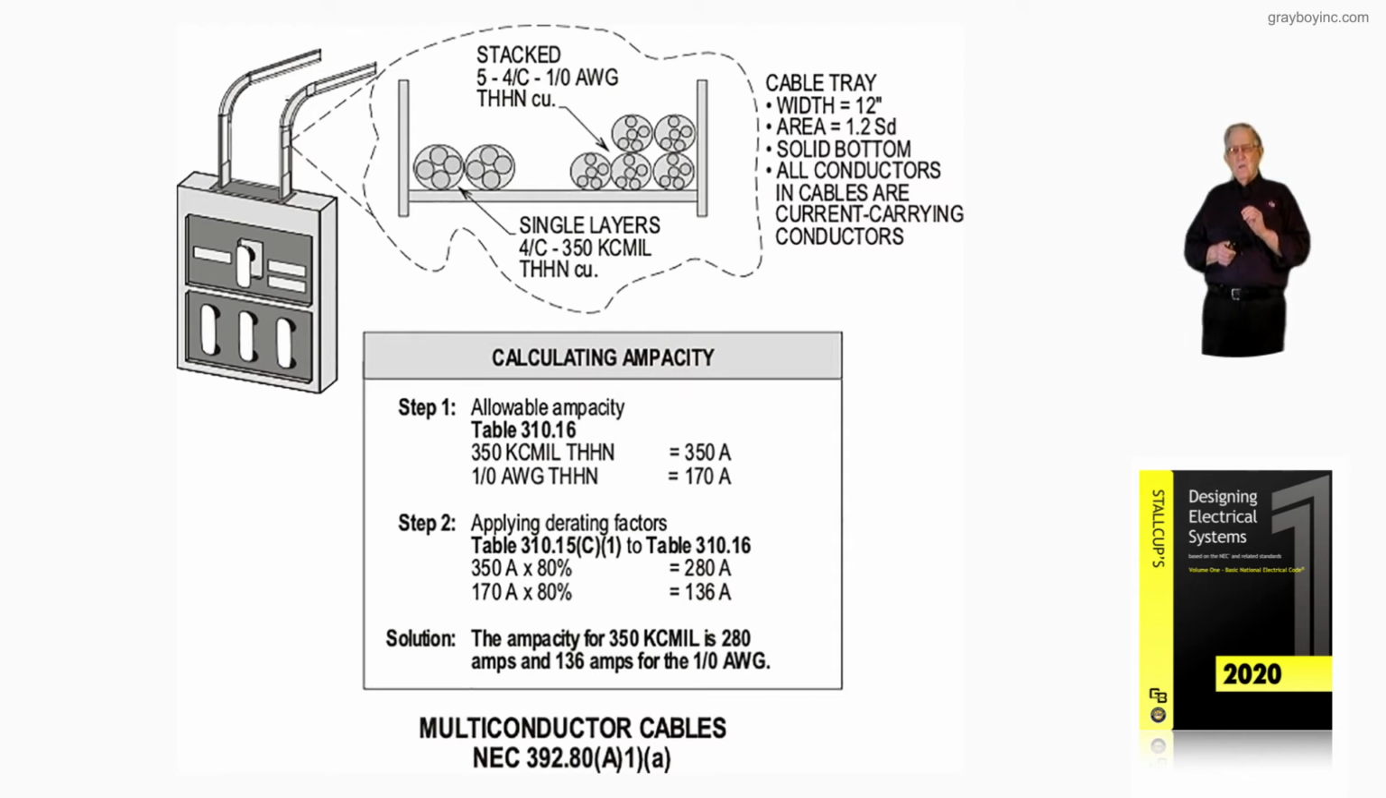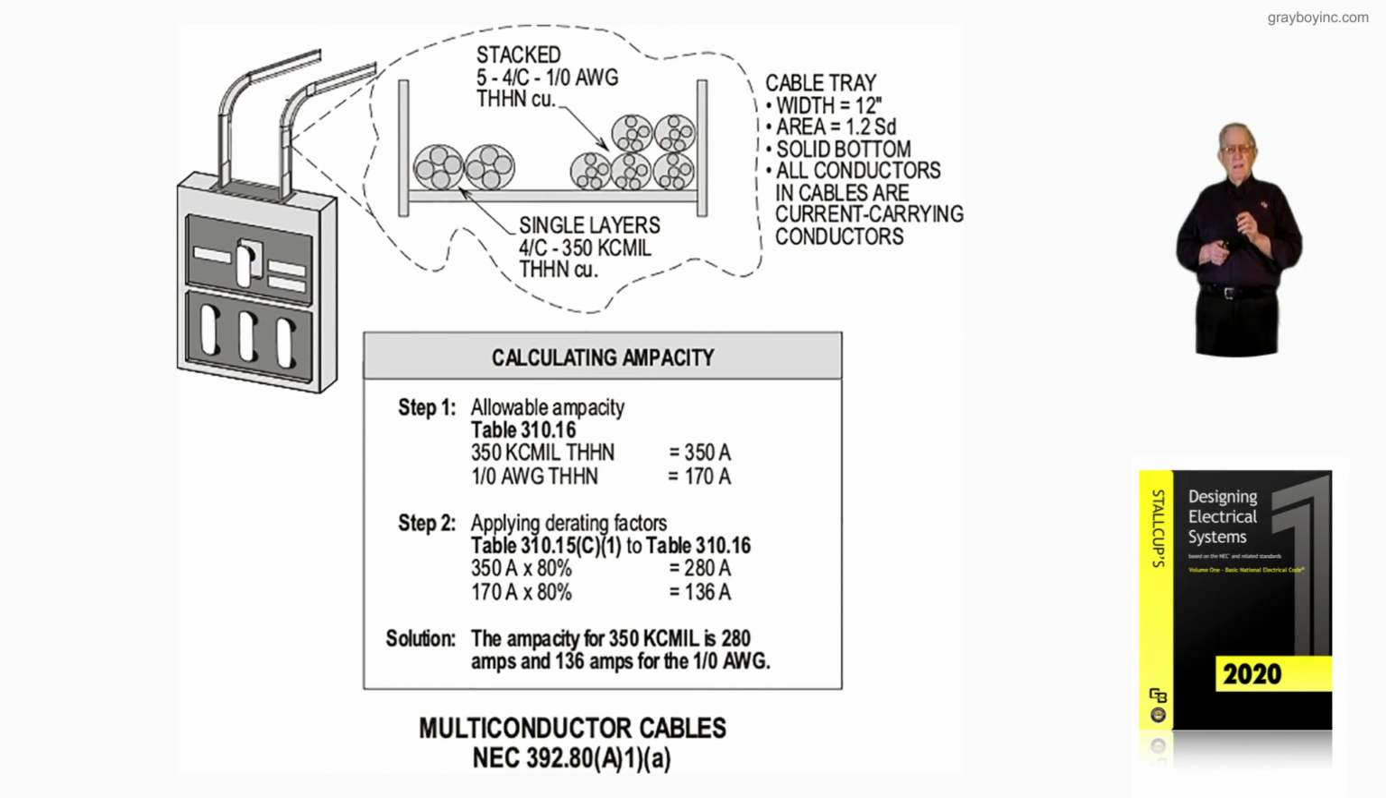Now applying the derate factors, which we call adjustment factors, we reference Table 310.15(C)(1), and we use this table in accordance with Table 310.16. 350 amp conductors times 80% is 280. 170 amps times 80% is 136. But notice we're using the 90-degree column to derate back to those ampacities in step 2.